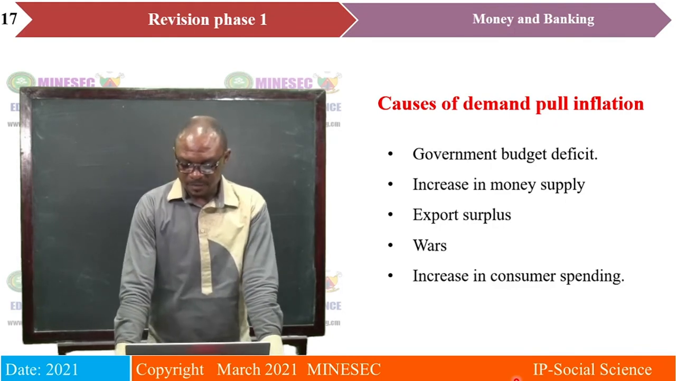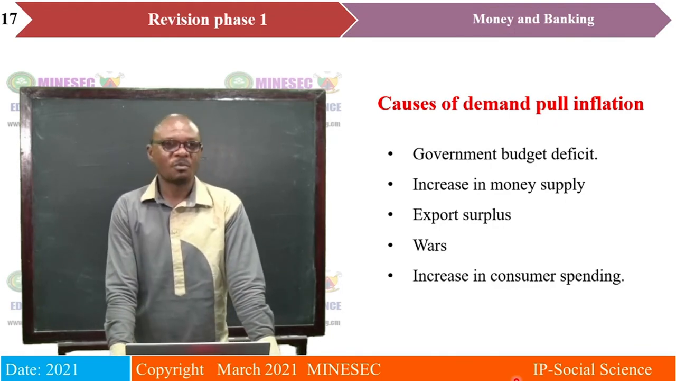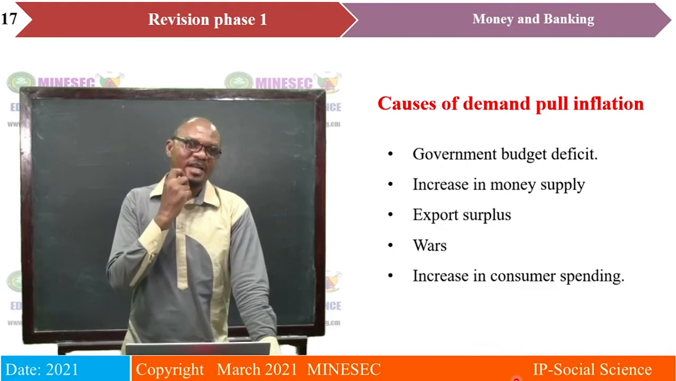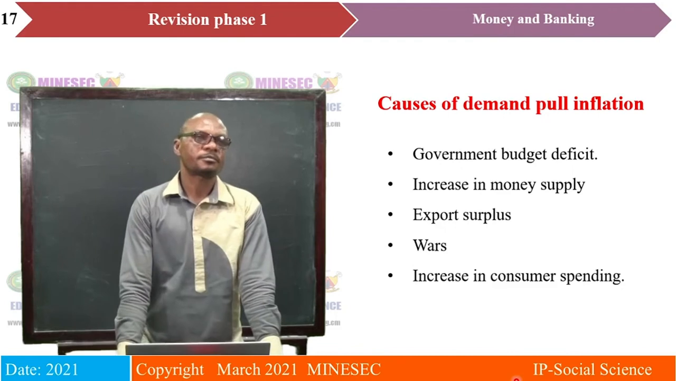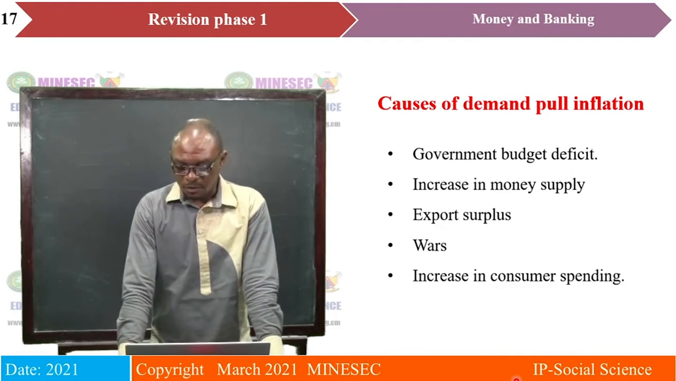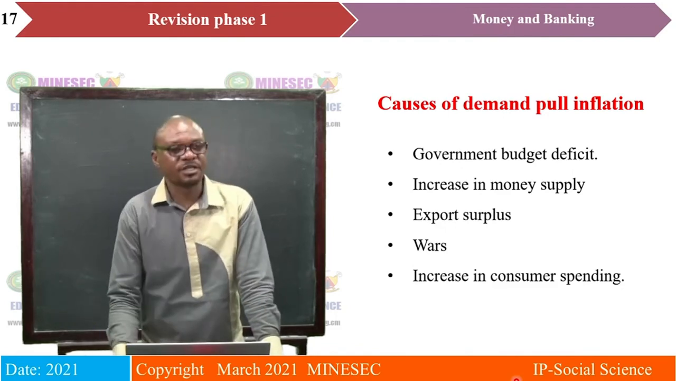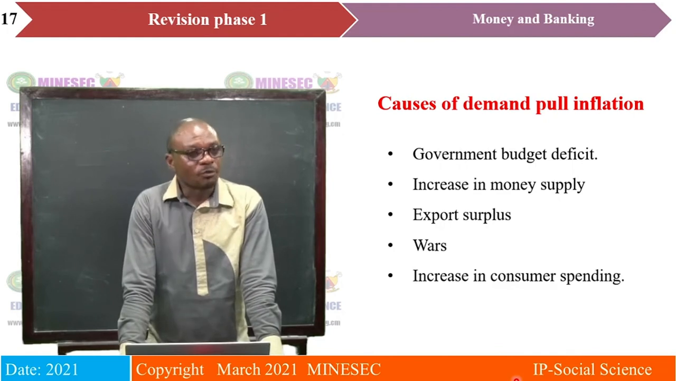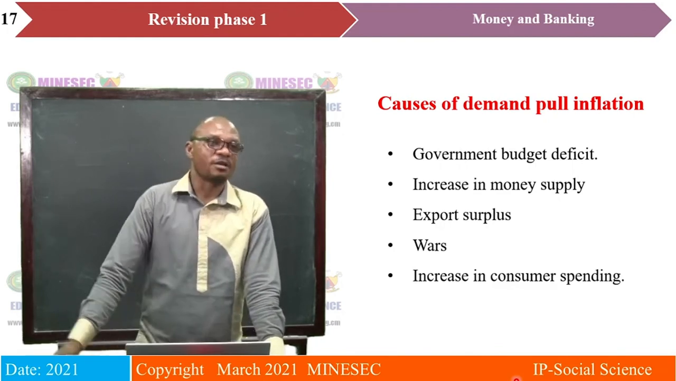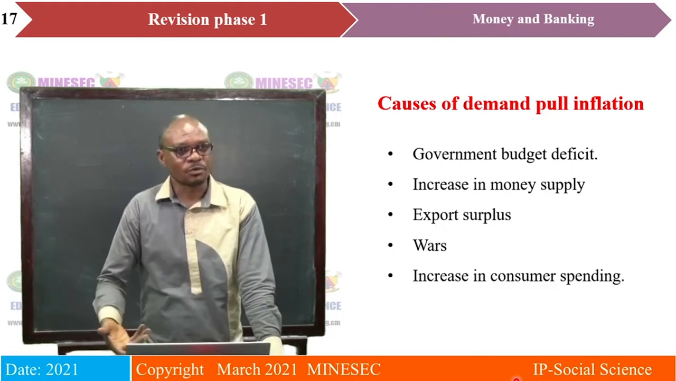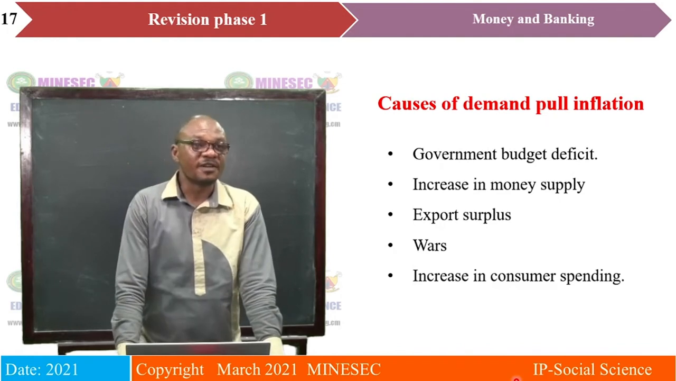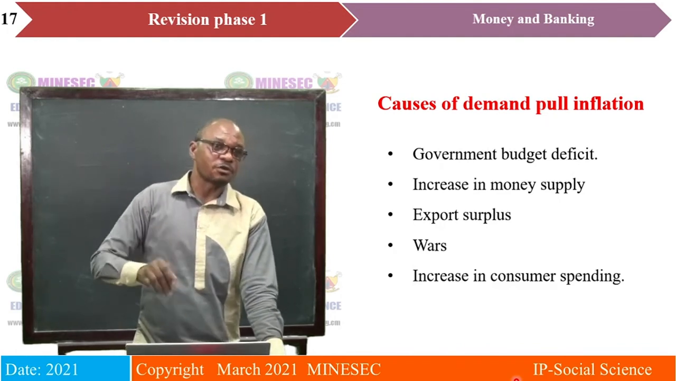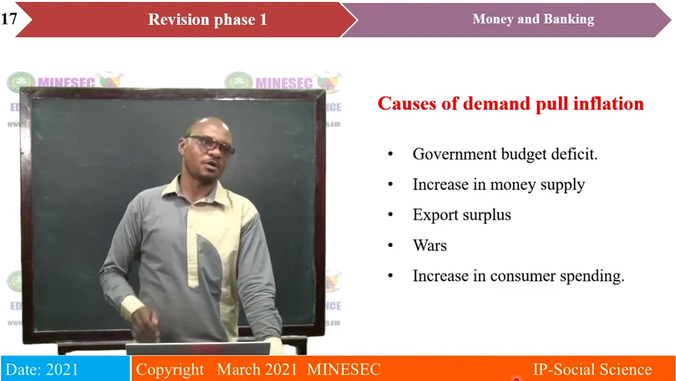And finally, increase in consumer spending. When there is consumer optimism, when consumers increase expenditure while output of goods and services has not increased, then clearly you'll have too much money chasing fewer goods, causing price level to rise. Of course, demand pull inflation is that kind of inflation that results from too much money chasing fewer goods.